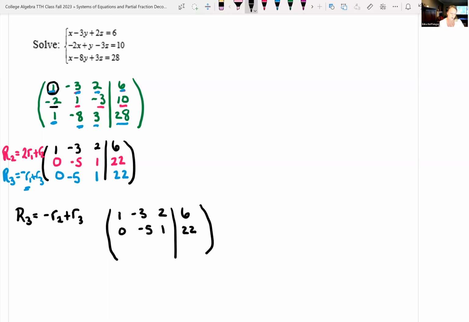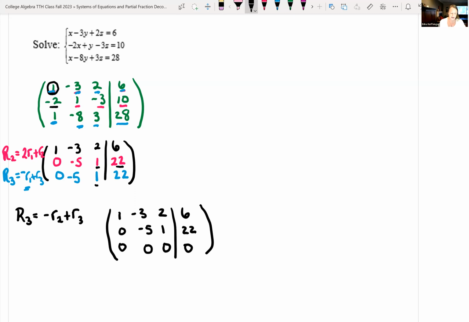So my third row, I would have 0 plus 0 is 0. Negative of -5 is 5. 5 minus 5 is 0. -1 plus this 1 is 0. -22 plus 22 is 0.